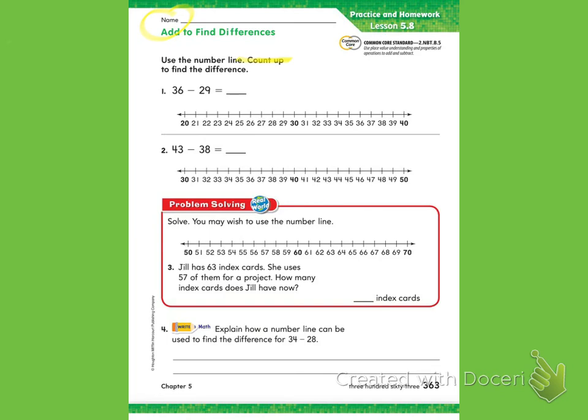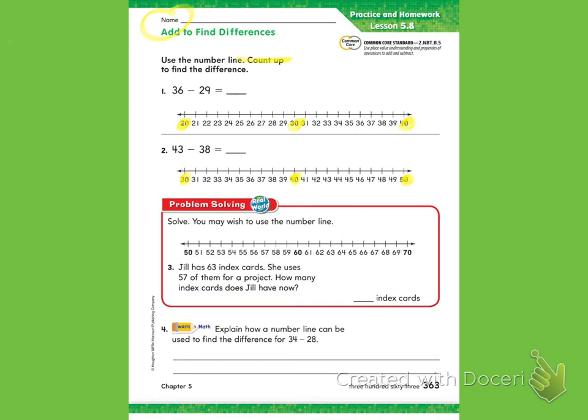So the first thing we're going to do, just to make it easier to see, we're going to highlight all of those multiples of 10. I'm going to go ahead and do it on my bottom number line too because I know I'll have to. And then I'm going to look at number 1, 36 minus 29.